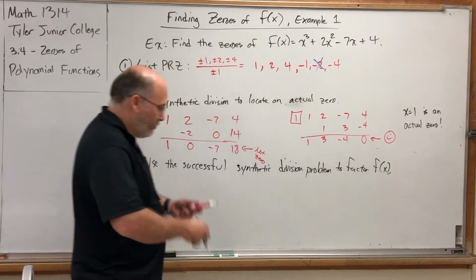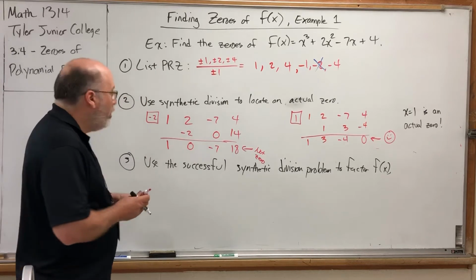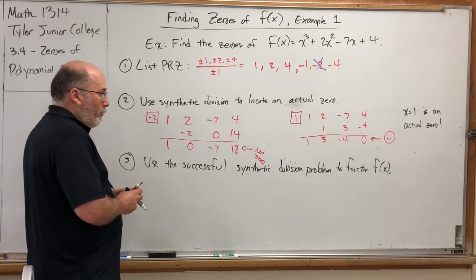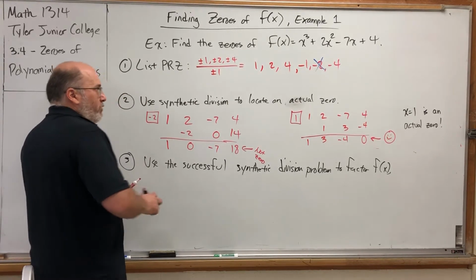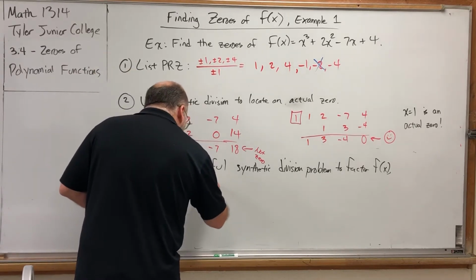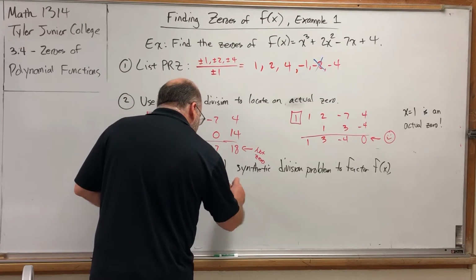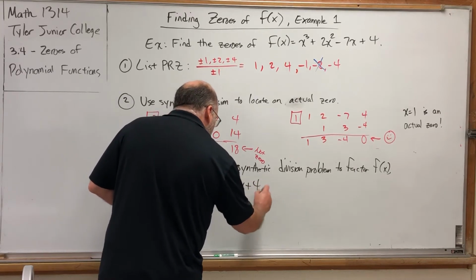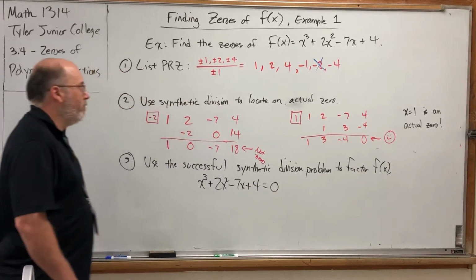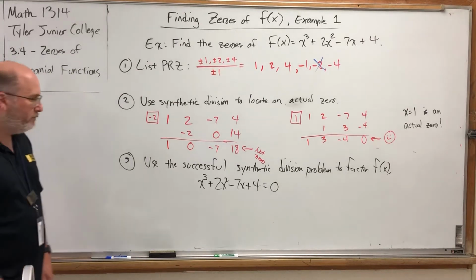Because remember, if the remainder is 0, you found 2 factors. One factor came from the divisor, the box number. Before I do that, let me write the original function: x to the third plus 2x to the second minus 7x plus 4. We're finding the zeros of that, so we're putting it equal to 0 and solving it.